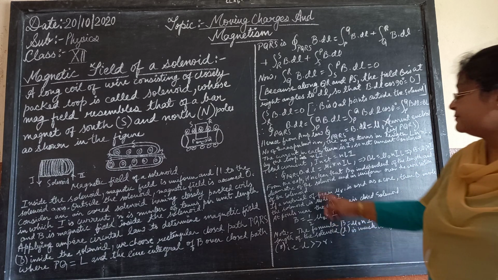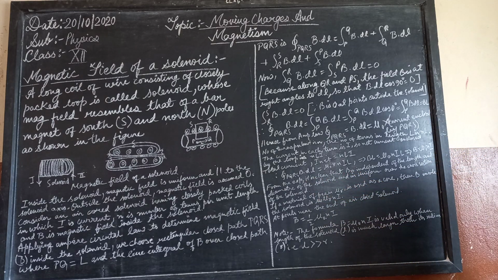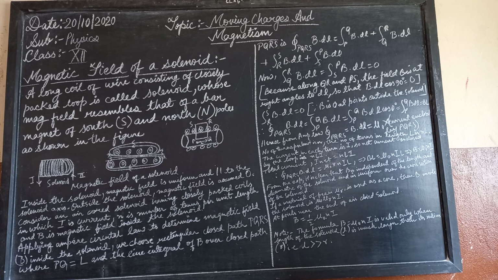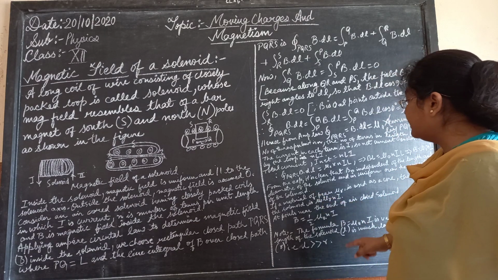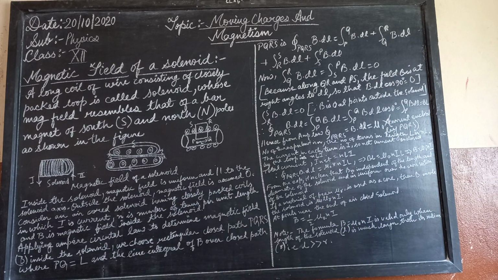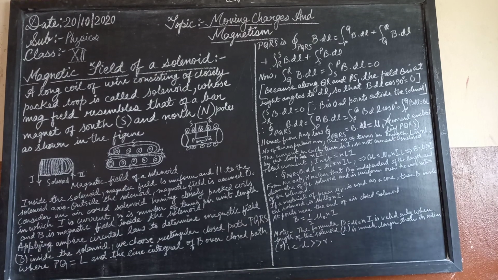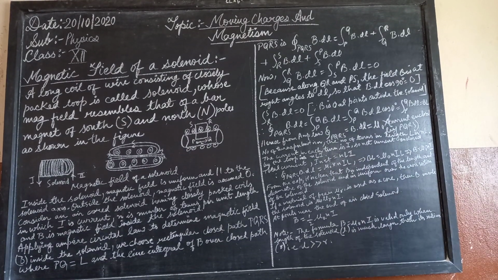So B will be equal to mu 0 nI. From the expression, it is clear that B is independent of the length and diameter of the solenoid and is uniform over the cross section of the solenoid. If a material of permeability mu r is used as a core, B inside the solenoid is mu 0 mu r nI. At a point near the end of the solenoid, B will be equal to 1/2 mu 0 nI.